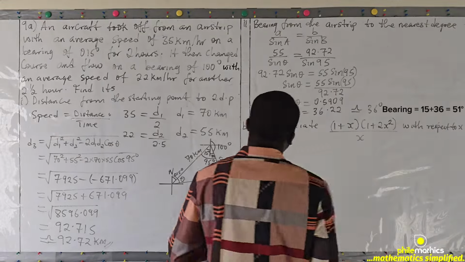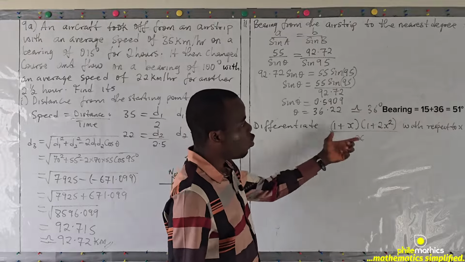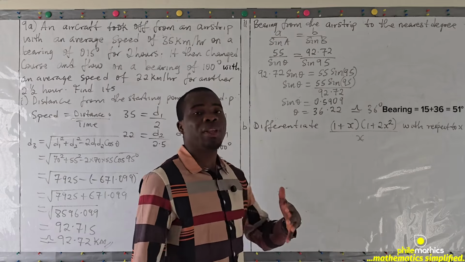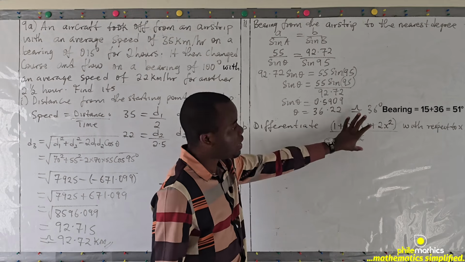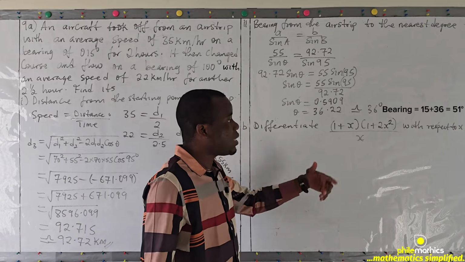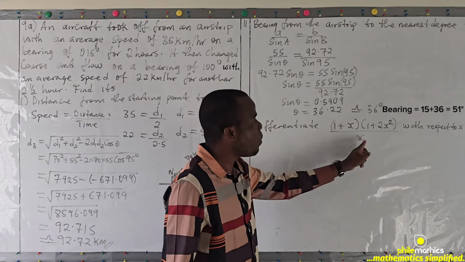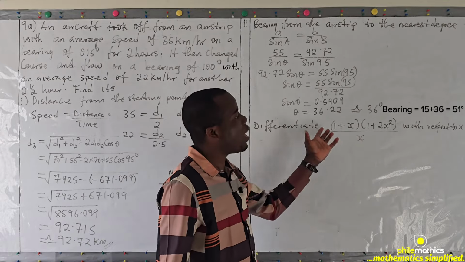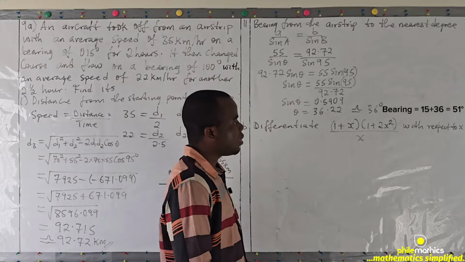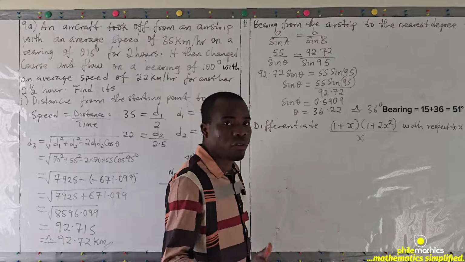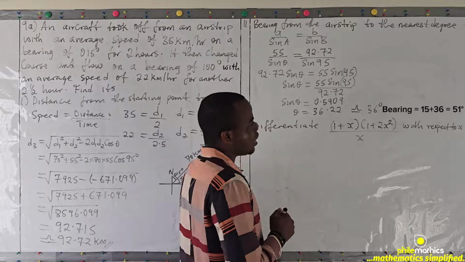B part says differentiate 1 plus x multiplying 1 plus 2x squared over x with respect to x. There are so many routes we can use for this. We can try to use the quotient rule since this is a rational function. We can try to use the product rule by dividing either of these two by this, or we can try to open the bracket and then use differentiation directly by differentiating each of the algebraic terms. So let's do the third one, which is much easier.